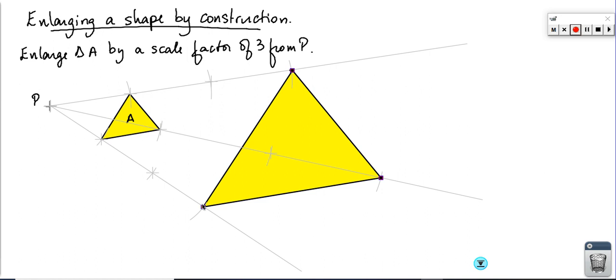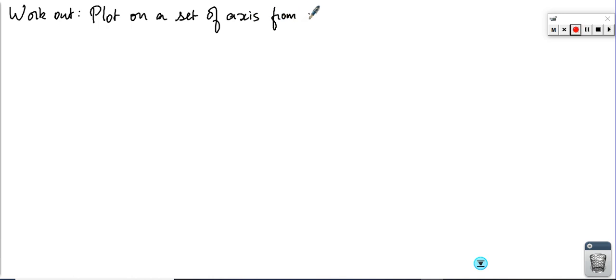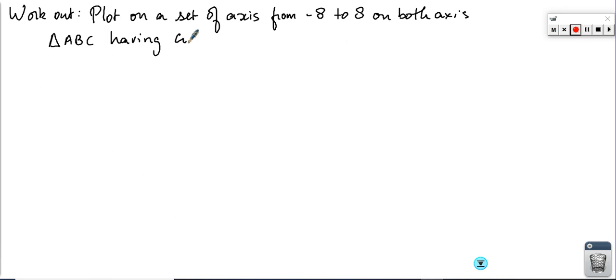Let me now give you just one example so that you can work it out at home. Plot on a set of axes from -8 to 8 on both axes triangle ABC having coordinates A (2,1), B (4,1), and C (3,3).